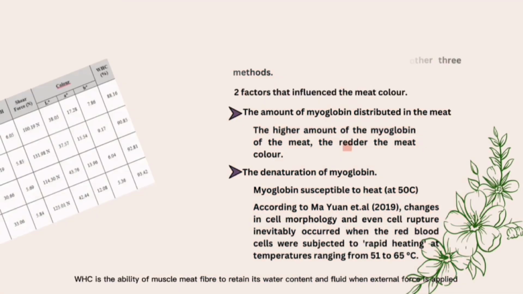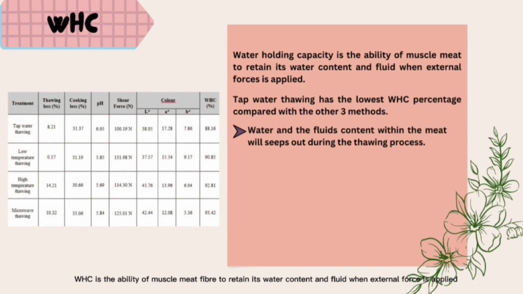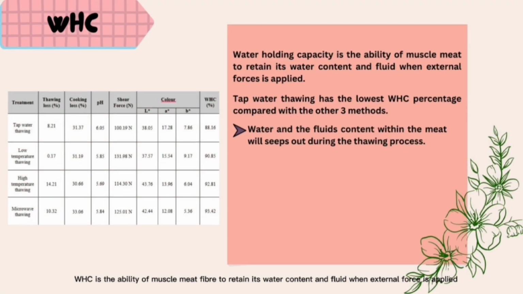2019 study. WHC is the ability of muscle meat fiber to retain its water content and fluid when external force is applied. Tap water thawing has the lowest WHC percentage compared with the other three methods. This is because water and fluids within the meat will seep out during the thawing process.